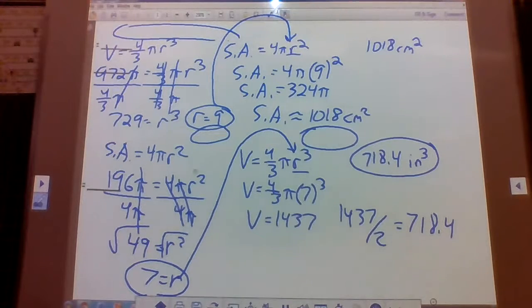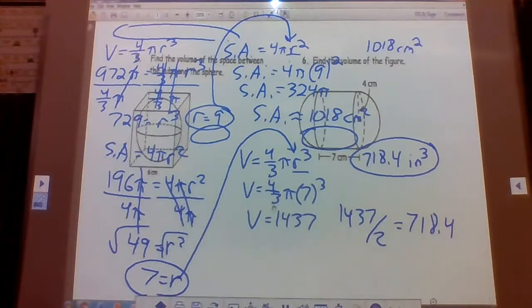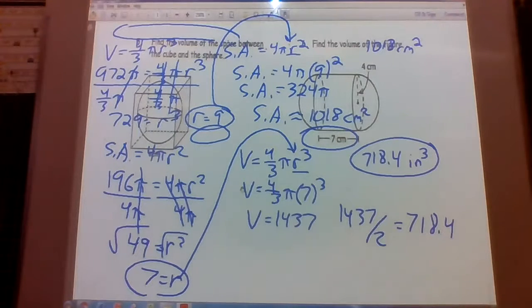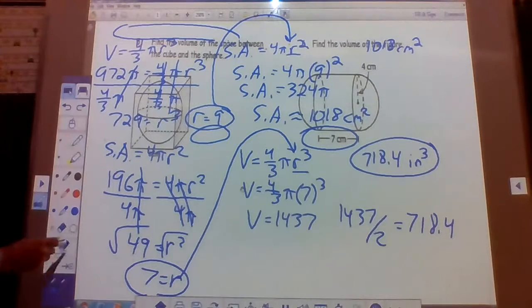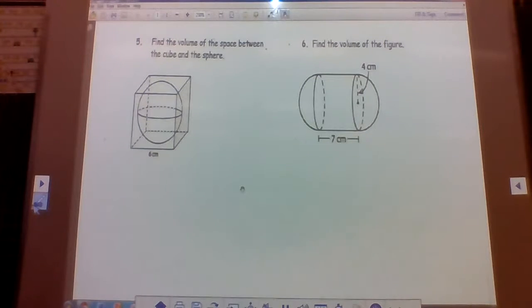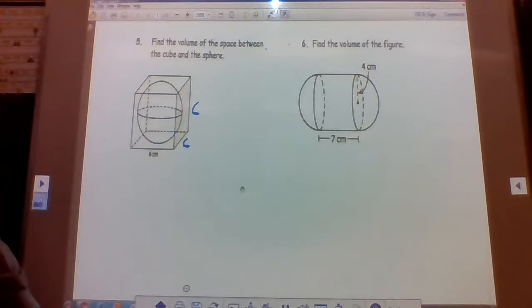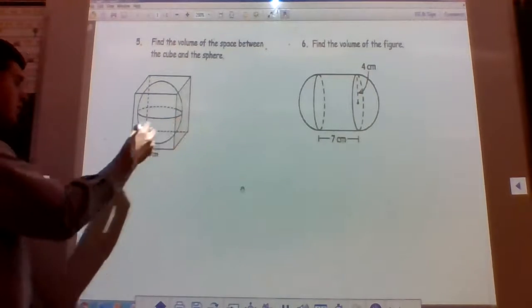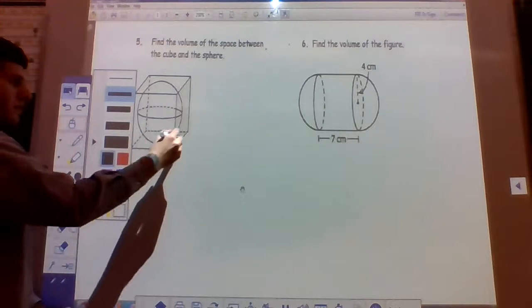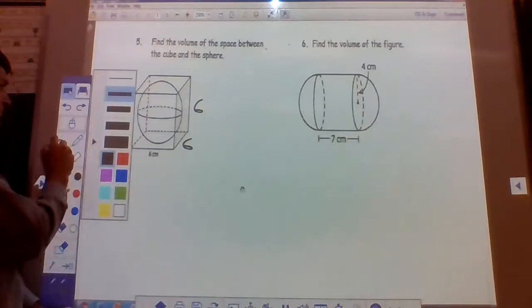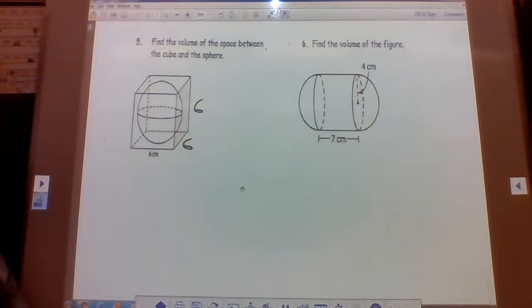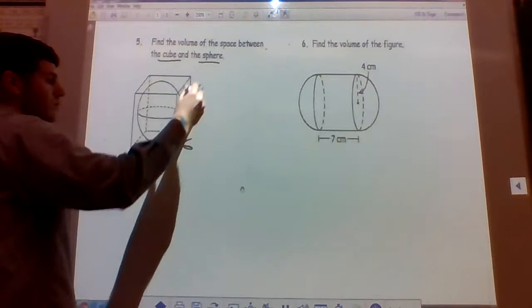Right, number 5. Okay, find the volume of the space between the cube and the sphere. Okay, so the cube is 6 by 6 by 6. Let's write that in black. 6 by 6 by 6 because it's a cube. Okay, so it's asking find the volume of the space between the cube and the sphere. So we're going to need to find the volume of the cube and the sphere. So let's do the volume of the cube.